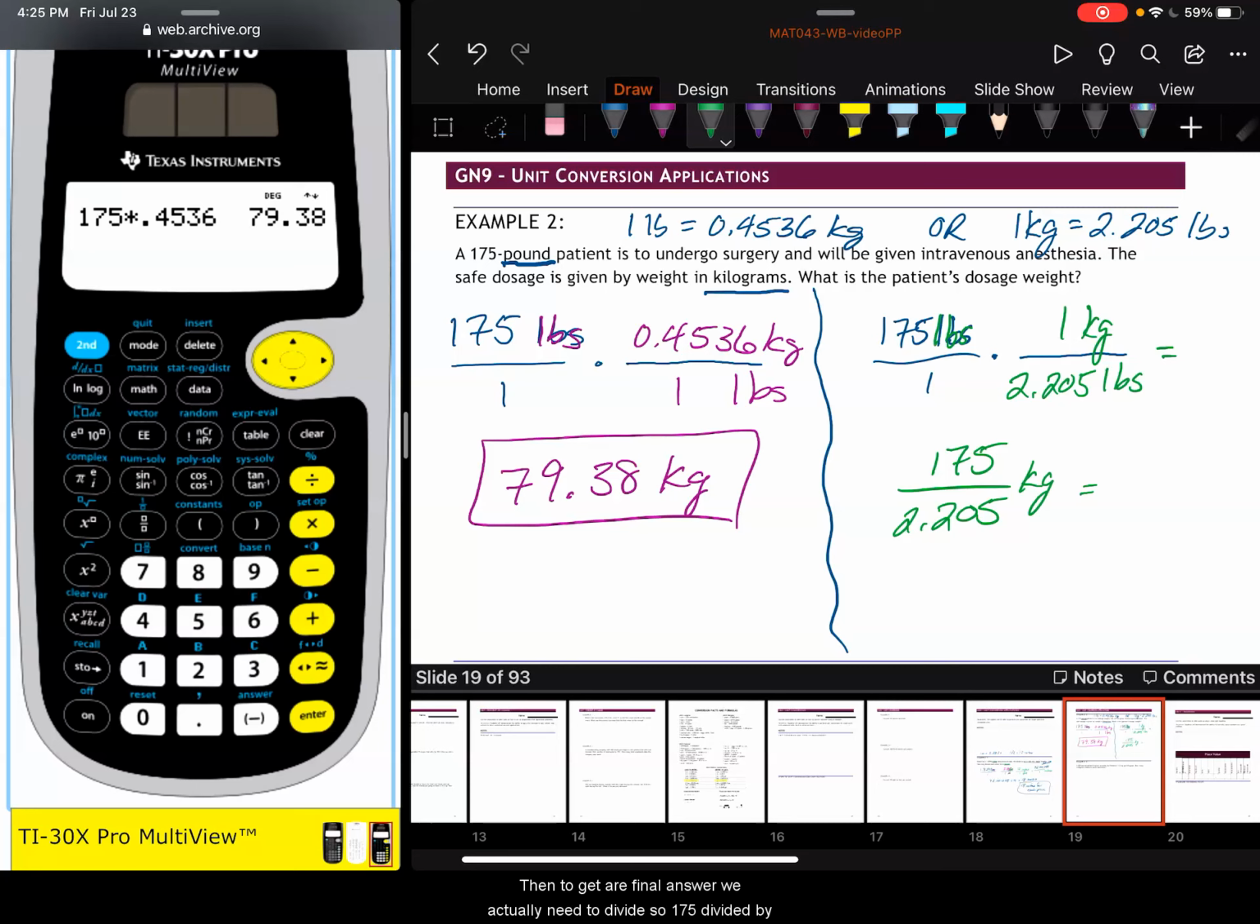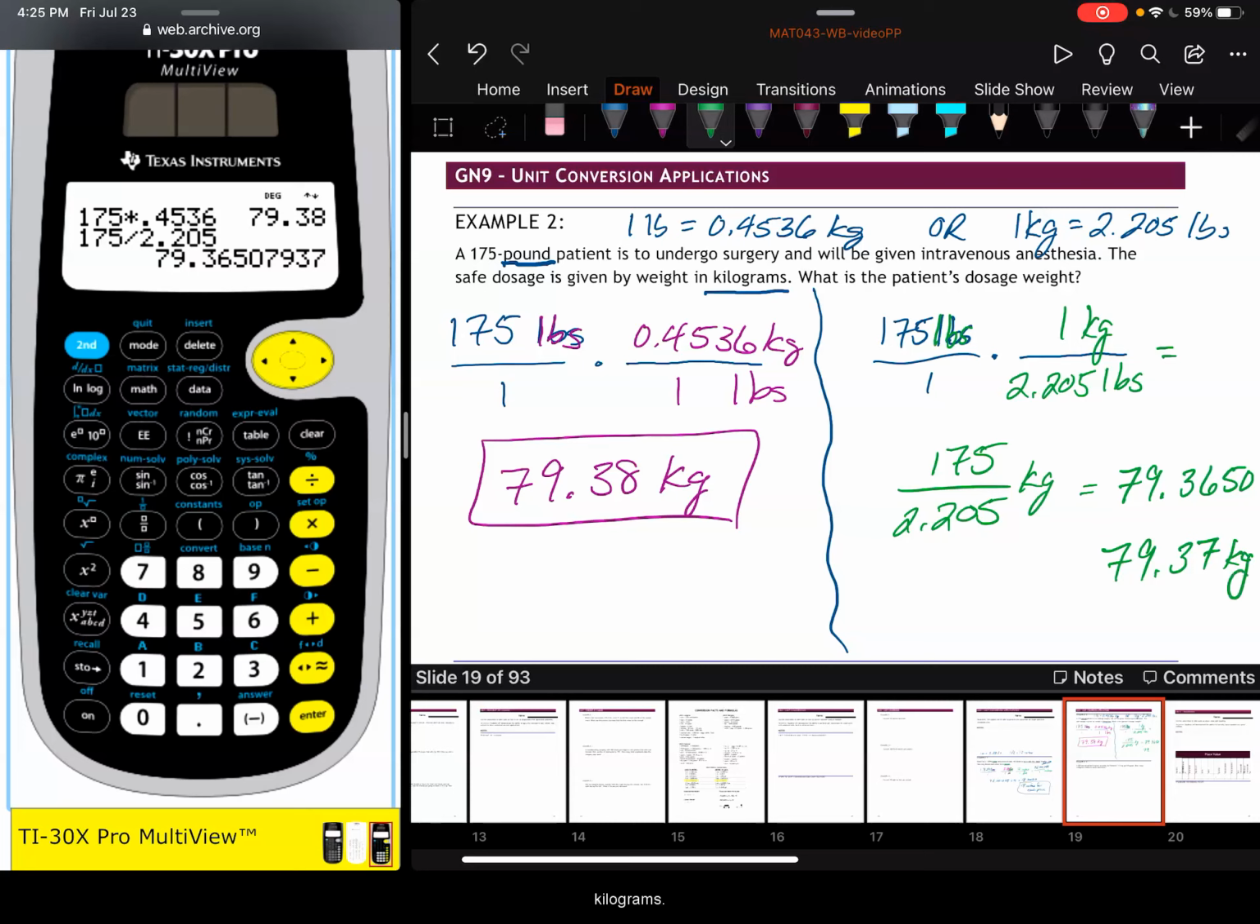Then to get our final answer, we actually need to divide. So 175 divided by 2.205. We get 79.3650, and it keeps going. So if I rounded that to the same decimal places as my other one, 79.37 kilograms. So notice they are very close. It's just because we used a different conversion fact.